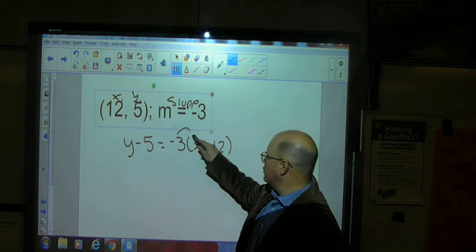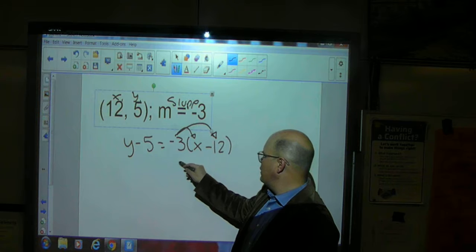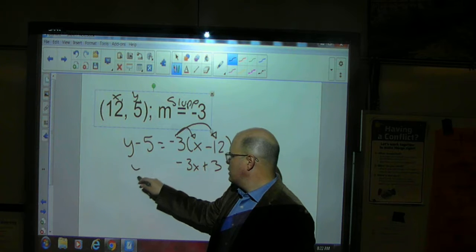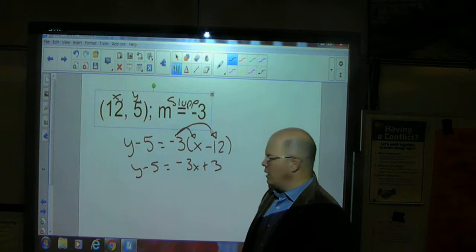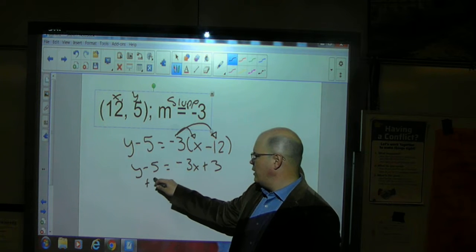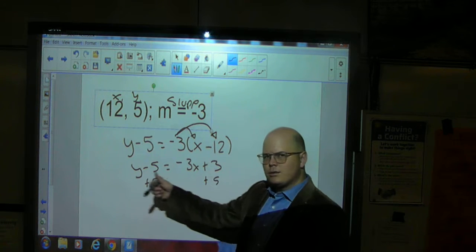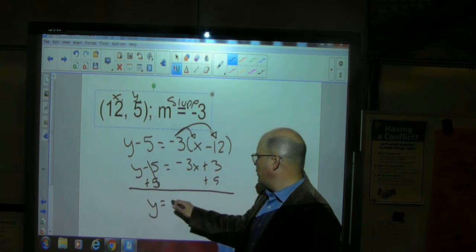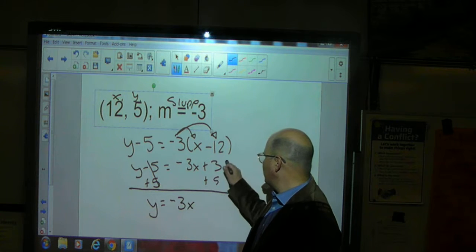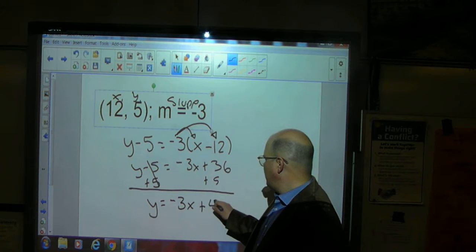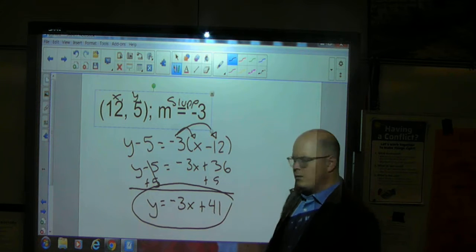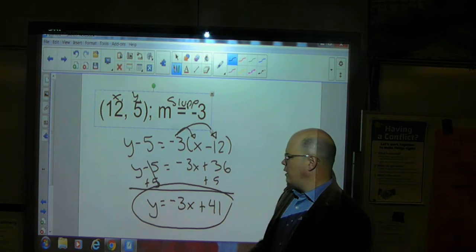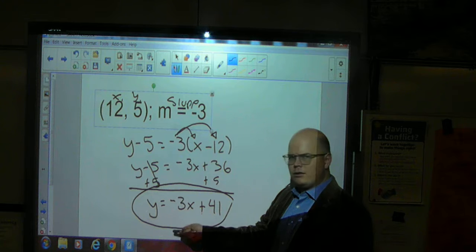To simplify, I'm going to distribute, and then I'm going to isolate. So that'd be -3x. -3 times -12 is a positive 36. And this is going to stay as y minus 5. Okay, so I've distributed, so now I'm going to isolate my y. Since I'm subtracting 5, I need to add 5 because that's 0, which leaves y all alone on that side, and I'm left with -3x plus 36 plus 5, which is 41. That's in slope-intercept form, so in this case my slope would be -3, and my y-intercept would be 41. Okay, and I have everything from point slope form down to slope intercept.